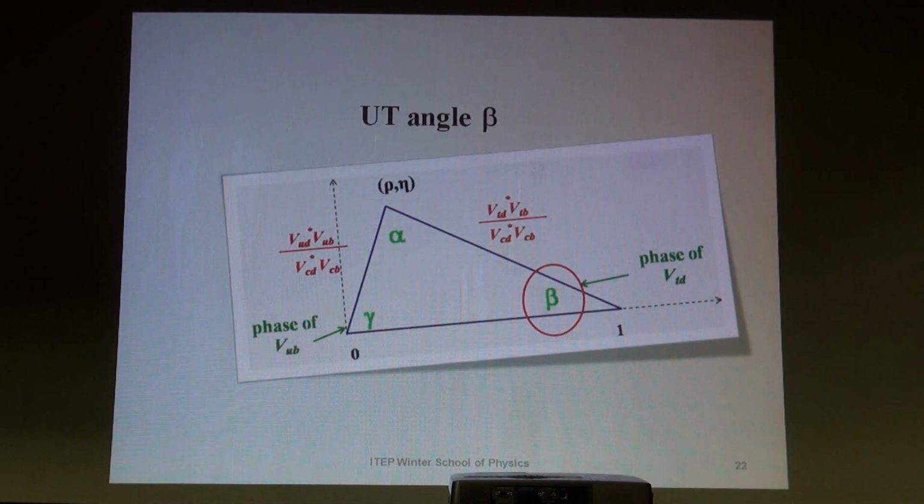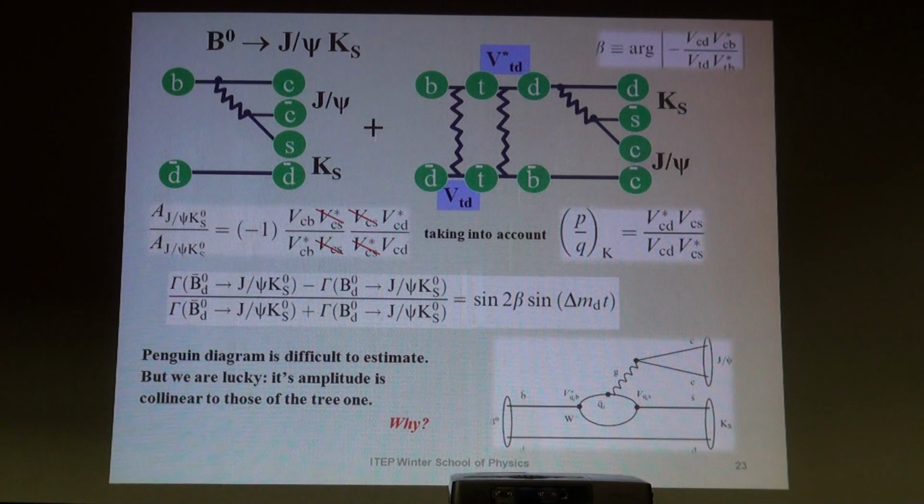Okay, now let's try to measure some angles of the unitarity triangle. We'll start with beta. So this is the decay amplitude for B decaying to J/psi K short. We have Vcb here, we have Vcs here, and another way to get the same final state is via mixing. So we can do this: first B0 mixes to B0 bar, and then produces again J/psi K short.